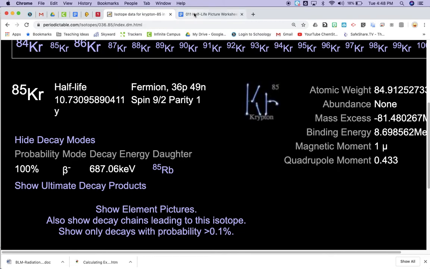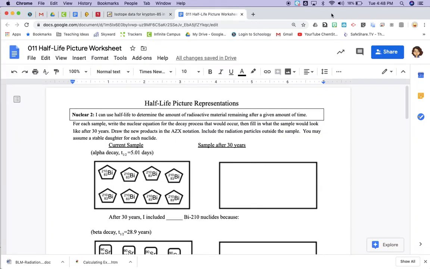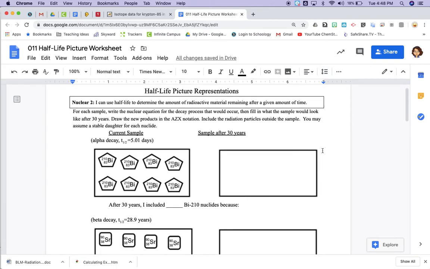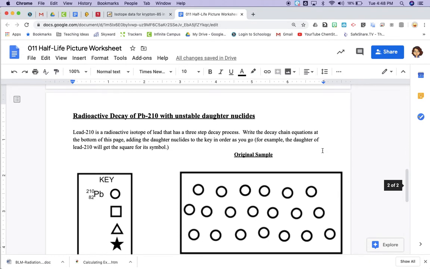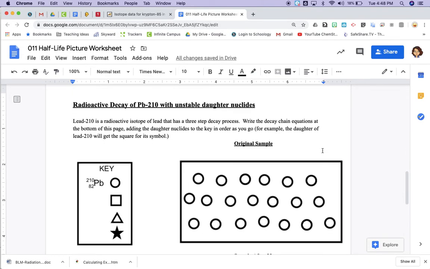So now you and your team can go back to the half-life picture representations worksheet. You can start drawing your pictures. The first 4, you're allowed to assume that your daughter nuclide is stable. And then on the back is a little more complicated of a situation, radioactive decay of lead-210, which actually undergoes a 3-step decay process. Lead-210 is a radioactive isotope of lead.